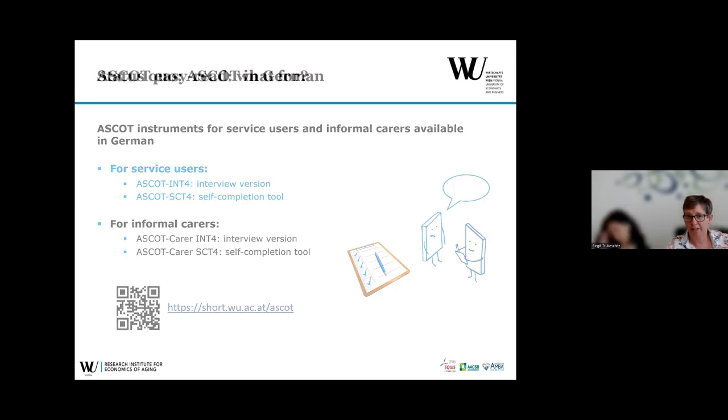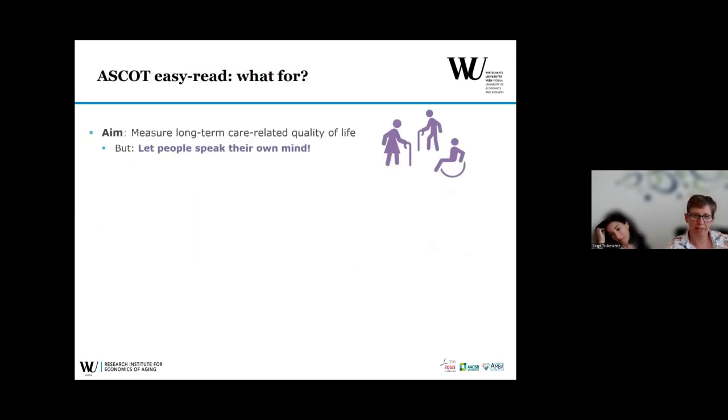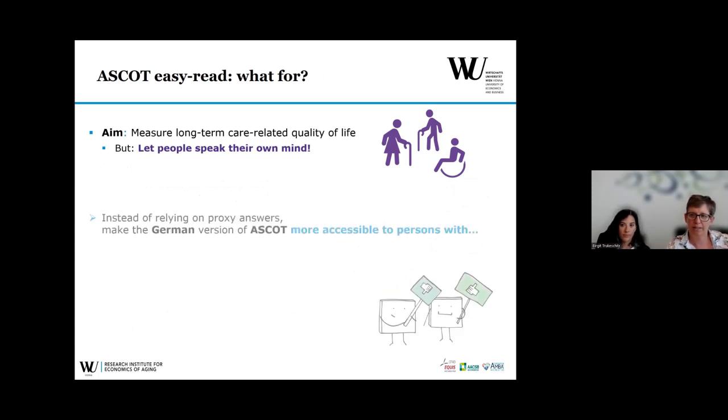So why do the Easy Read version? Basically, the big chance that ASCOT provides is to learn more about people's long-term care related quality of life, or social care related quality of life, and to allow people to have their say for as long as possible. Instead of relying on proxy answers, or people responding on care-dependent people's behalf, it would be better to make ASCOT more accessible.